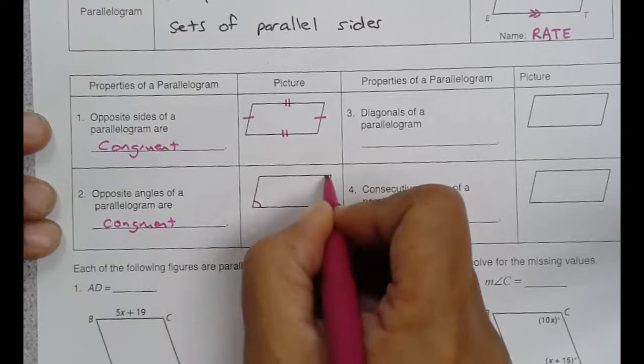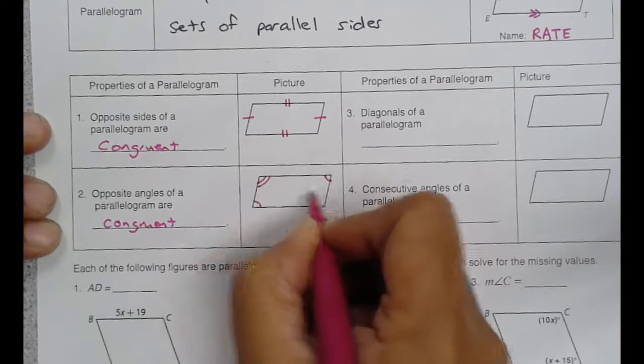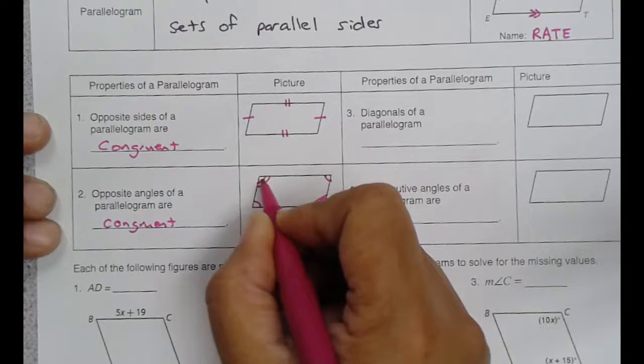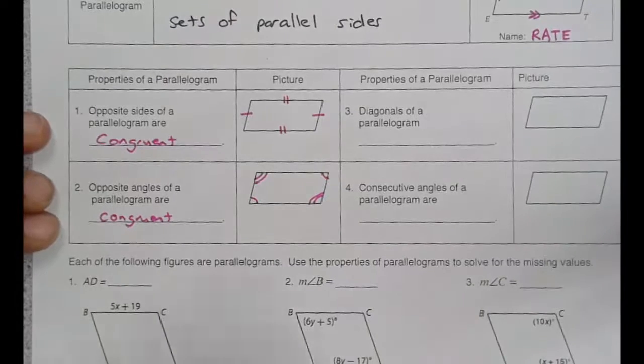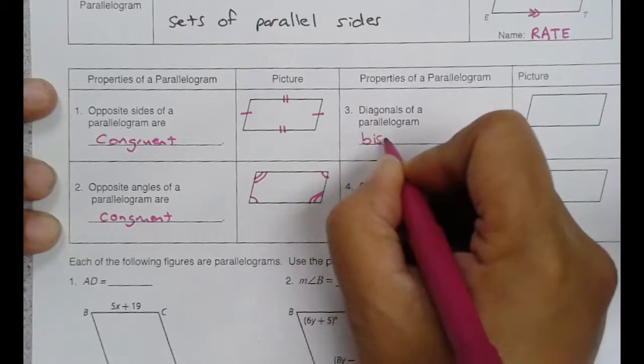And notice they're all acute. These two are less than 90. These two are congruent, opposite of each other. That one's also, this is obtuse, larger than 90 and larger than 90. Okay, diagonals. Diagonals of a parallelogram bisect each other.